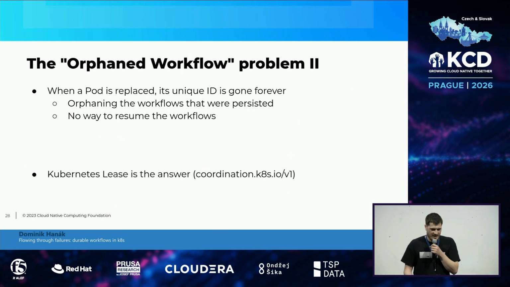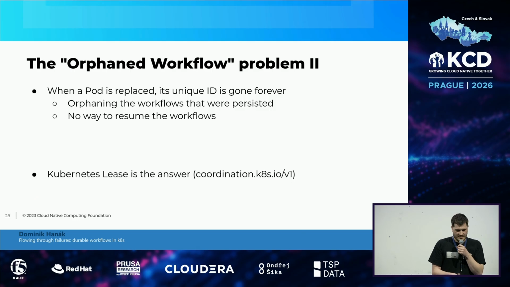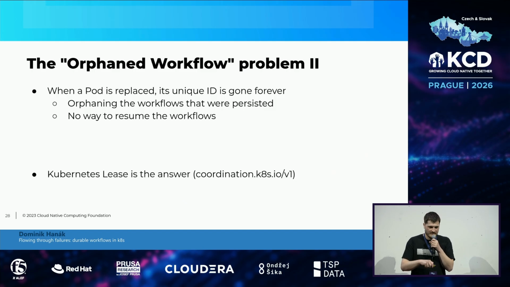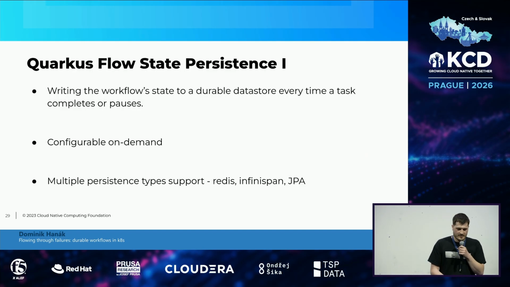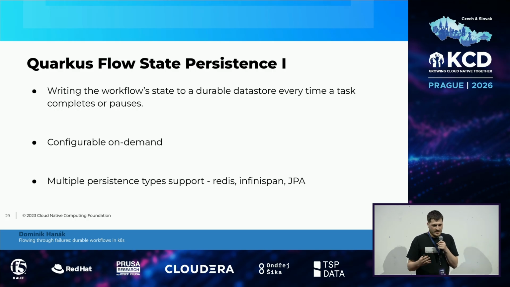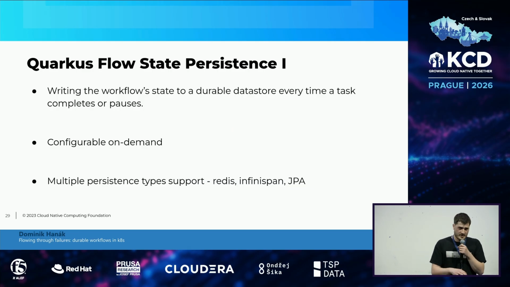So the solution for that is to leverage the Kubernetes Lease resource, which is a stable Kubernetes resource. And if we pair it to that, it works. We are able to resume the workflow. So Quarkus Flow state persistence works like this: we are writing the workflow state to a durable data store every time a task completes or pauses. This feature is configurable on demand, and there's lots of configuration you can do.